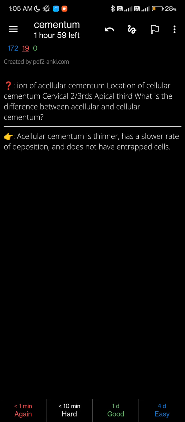What is the difference between acellular and cellular cementum? Acellular cementum has a slow rate of deposition and does not have cementocytes. Cellular cementum has a fast rate of deposition. Acellular cementum is thin, whereas cellular cementum is thick and is deposited in the apical one-third.